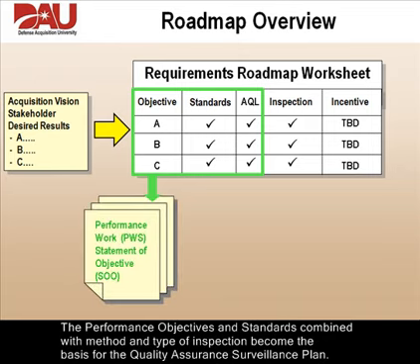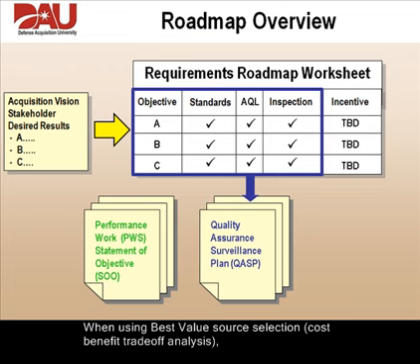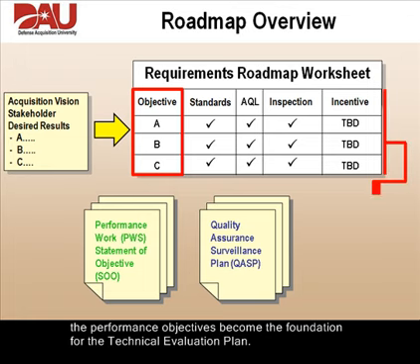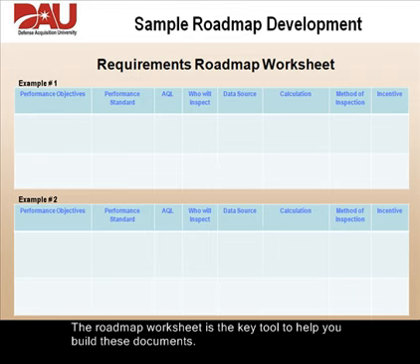The performance objectives and standards combined with the method and type of inspection become the basis for the quality assurance surveillance plan. When using best value source selection, cost-benefit trade-off analysis, the performance objectives become the foundation for the technical evaluation plan. The roadmap worksheet is the key tool to help you build these documents.